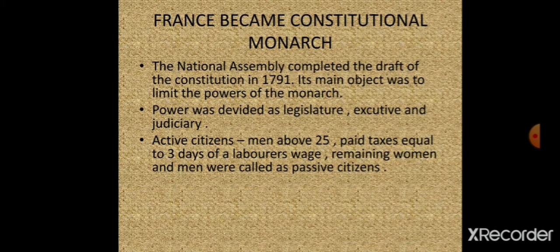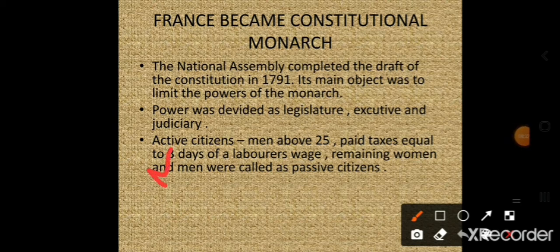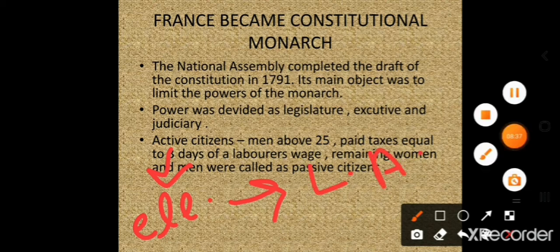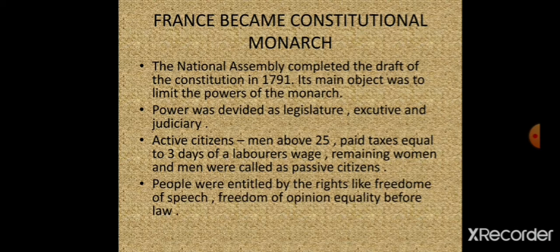France started voting in the country, but the citizens were divided into two parts. Men above 25 and those men who paid taxes equal to three days of a laborer's wages would be considered active citizens, and only these active citizens were going to elect electors. Okay, look, first there will be active citizens, then there will be electors, and then these electors will elect the members of the Legislative Assembly. That means that at this time, in the constitutional monarchy, France had indirect elections.